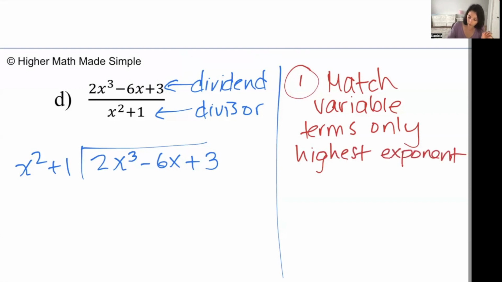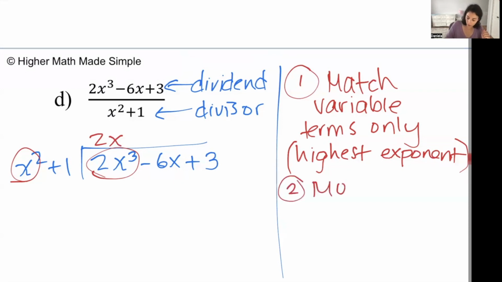So what do I mean by that? This has the highest exponent and this is the term with the highest exponent. So those are the ones that we're trying to match. And by matching, I'm asking, what can we multiply by, right? X squared times what can get us to 2x to the third? 2x, right?